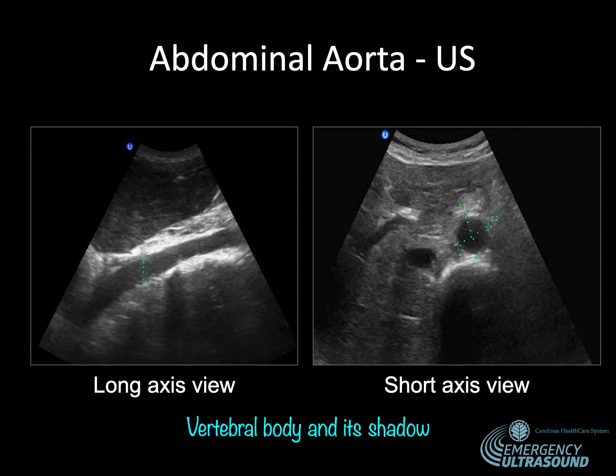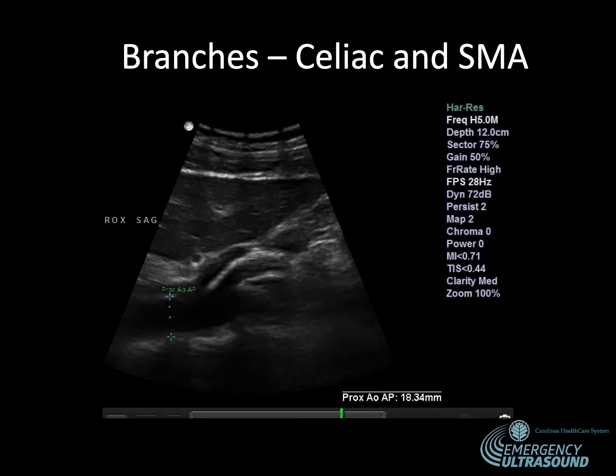But really, most of us use the right on top of the abdomen, the anterior to posterior approach. We want to look at the long axis, we want to look at the short axis, we want to see the vertebral body and its shadow. When starting off looking at the proximal long axis, make sure that you're seeing the celiac and the SMA vessels as they branch off of the aorta and measure.